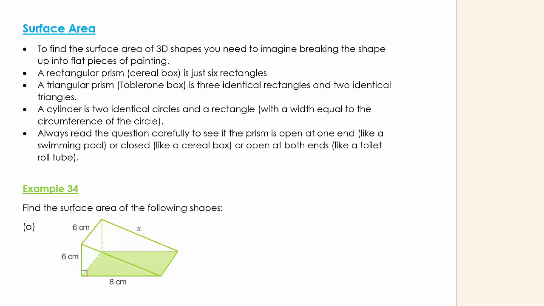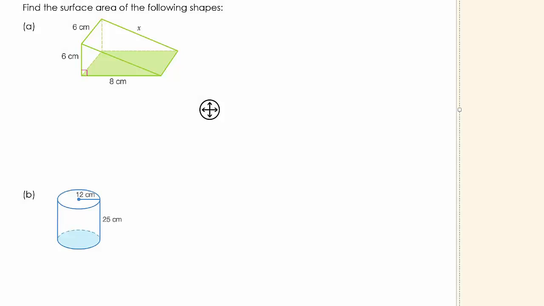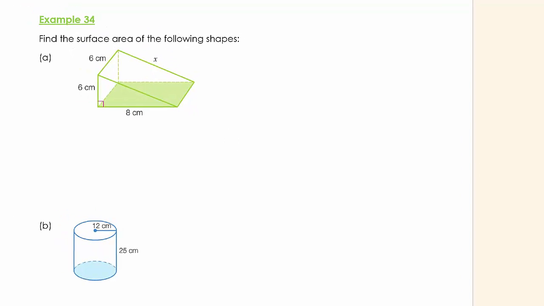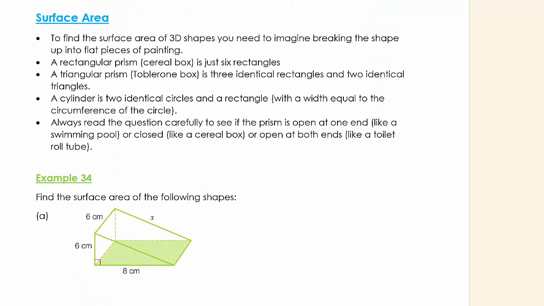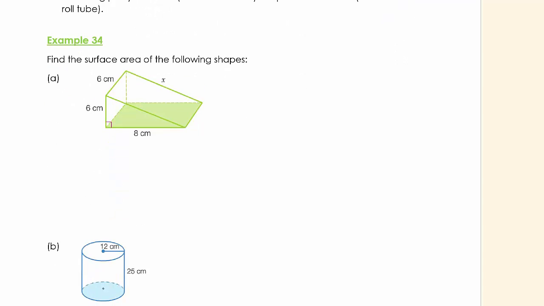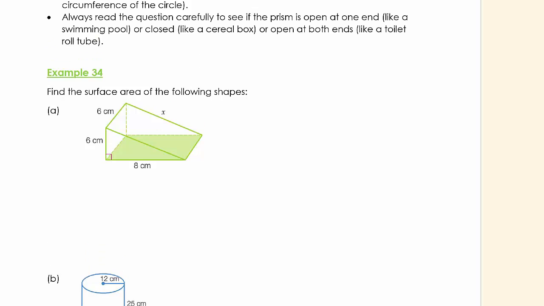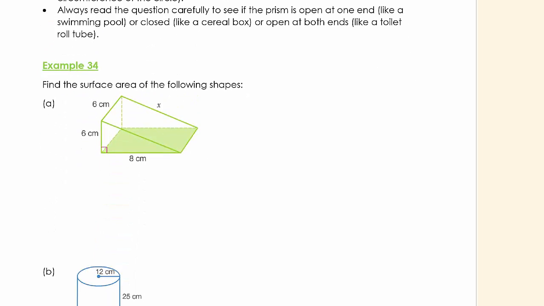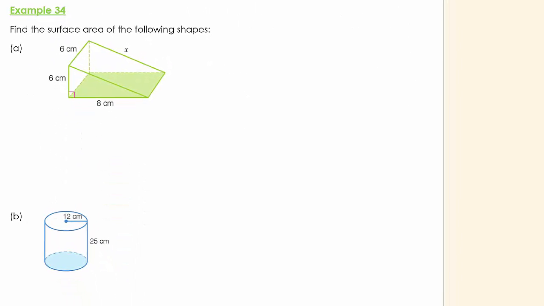A cylinder is 2 identical circles and a rectangle, and we've got one of those coming up here in part B of the example. You can see a cylinder just there. Always read the question carefully to see if the prism is open at one end, which means it wouldn't have a top. So for example, if this cylinder here was open, it wouldn't have a top, but it would have a bottom. And, well, let's go ahead and do one, and let's see how it goes.